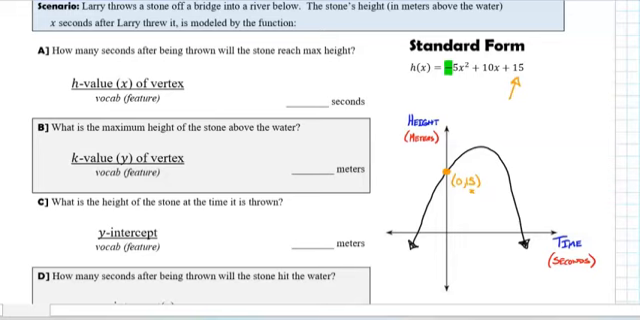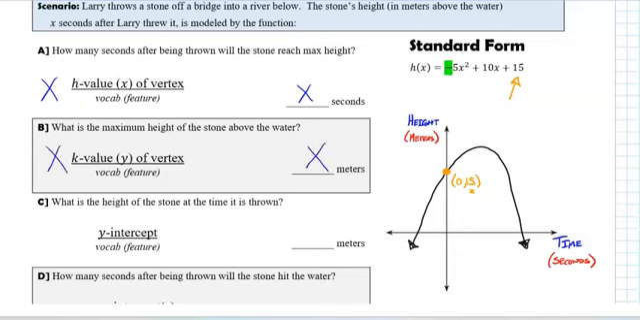First off, how many seconds after being thrown will the stone reach a maximum height? Well, this comes from the feature of the h value, or x coordinate of the vertex, which would be right here, which is currently unknown. Standard form does not help us find that answer. Well, what is the maximum height of the stone above the water? What is that height that occurred at the time interval? Well, once again, we are unable to find this as we are looking for the k value, or the y coordinate of the vertex, which is unknown.